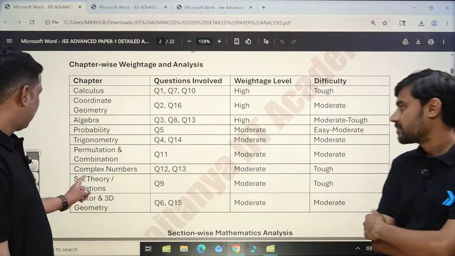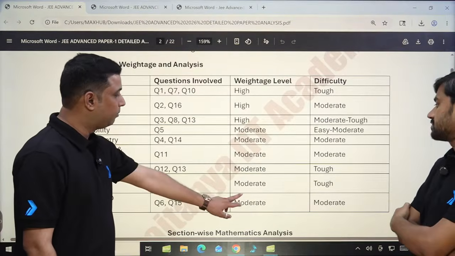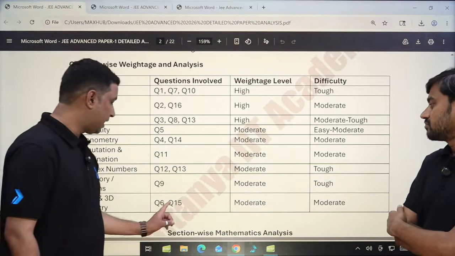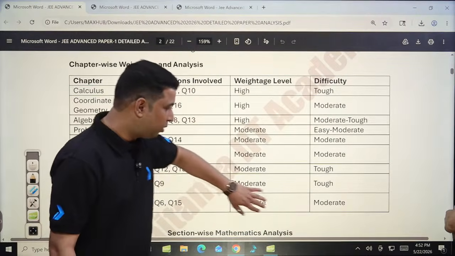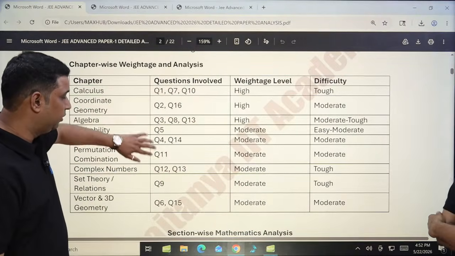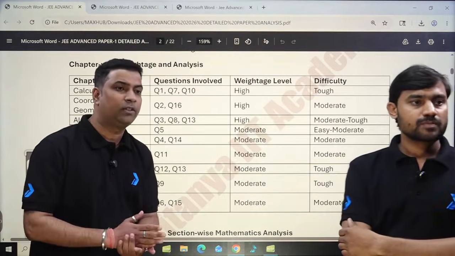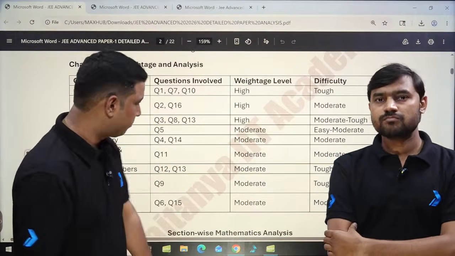Set theory, question number 9, only 1 question was asked in this paper, moderate, and it was on the tougher side. And vector 3D, question number 6 and 15, moderate. So one thing I will tell you, some questions were doable. You can easily secure them. I will even let you know what the high weightage questions were that you should do.